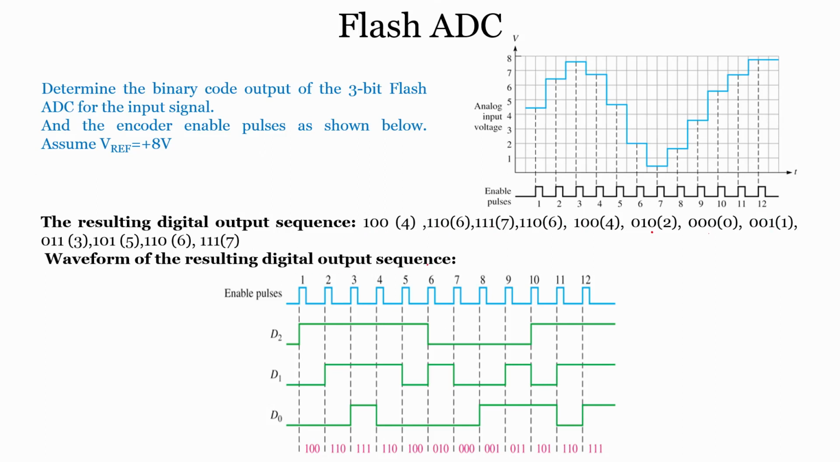Waveform of the resulting digital output sequence, draw it. So, it is very easy. If you really see, you have to draw pulses, and for each pulse you have to show a particular signal. For the first pulse, what is it?